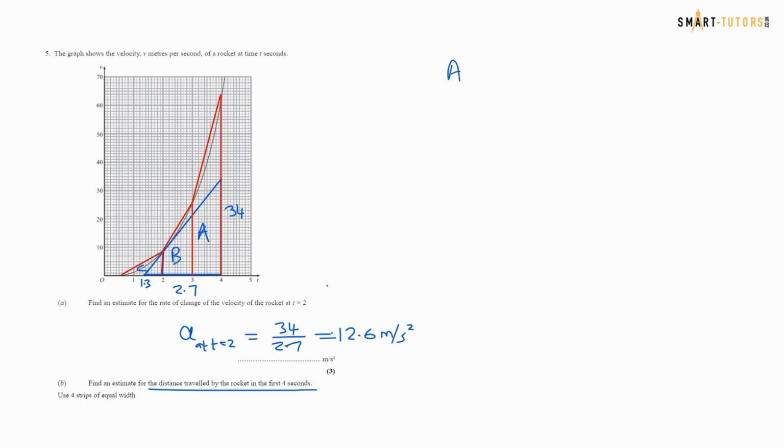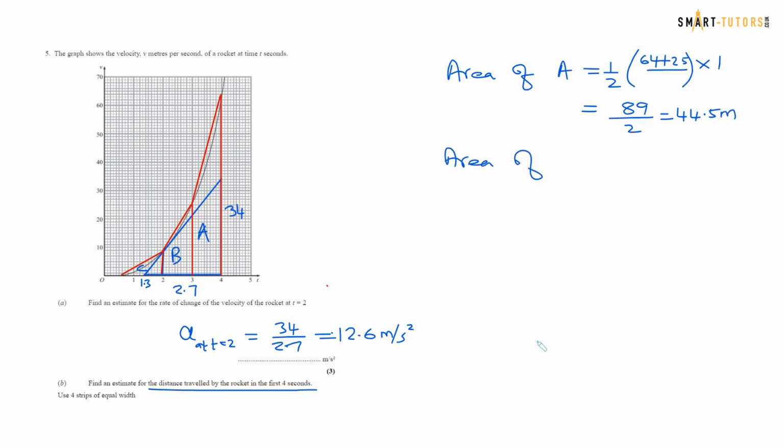Let's start with A. So area of A equal half parallel sides. What are the parallel sides? Here to here is 60. I would say 60 to 64. Add 64. Add this is going to be 20, 25 times, and 1 is the thingy. So 89 divided by 2 is 44.5. So 44.5 meter.